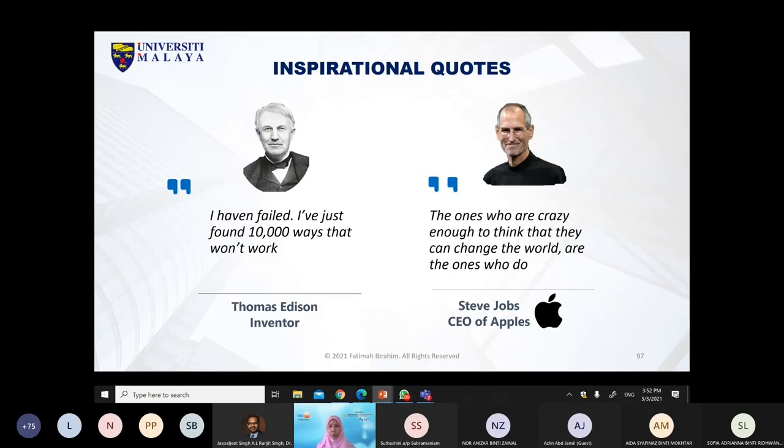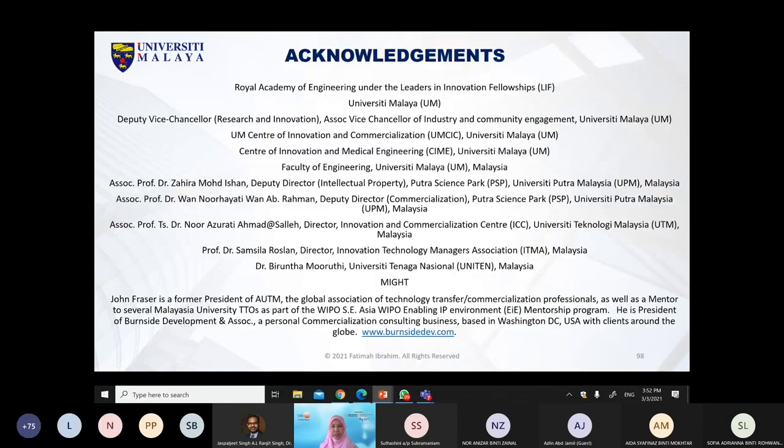So another quote that I want to share with you is from Steve Jobs, the CEO of Apple: the ones who are crazy enough to think that they can change the world are the ones who do. So Malaysia, why wait? You can do it. Malaysia boleh.